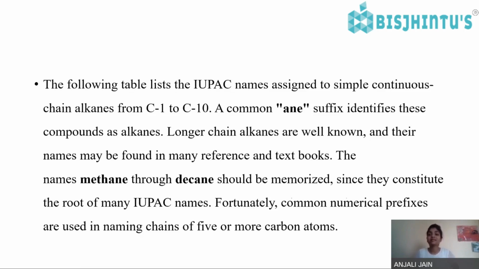A common ane suffix identifies these compounds as alkanes. Longer chain alkanes are well known and their names may be found in many references and textbooks. The names methane through decane should be memorized. Methane is carbon 1 and decane has a carbon 10 structure attached with hydrogen, fulfilling its valency of 4. Since they constitute the root of many IUPAC names, fortunately common numerical prefixes are used in naming chains of 5 or more carbons.